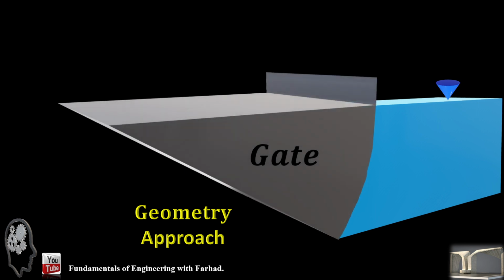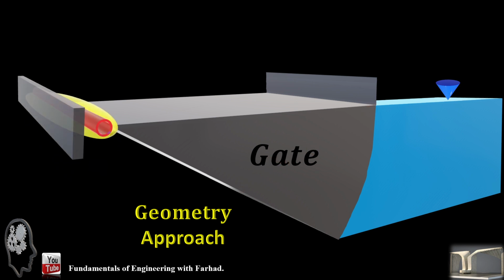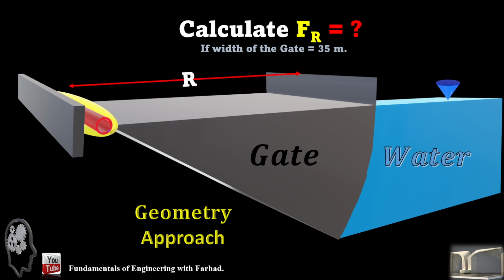If you remember, last time we solved this gate, which is a sector of a circle over a dam, with a body of water with the classical approach, which is the integration approach. This time we want to solve it with a far simpler approach, which is a geometry approach. Let's jump to the problem.